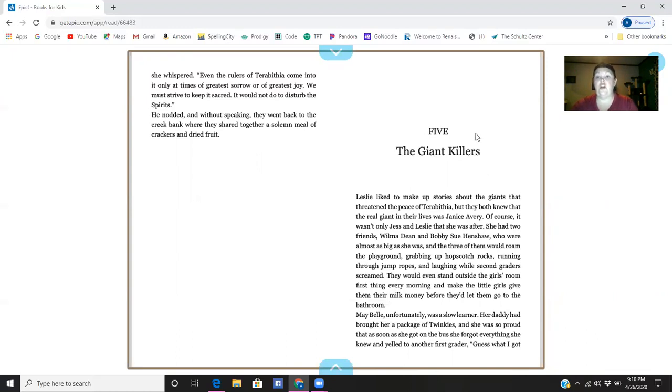So let's go ahead and get started with chapter 5, the giant killers. Leslie liked to make up stories about the giants that threatened the peace of Terabithia, but they both knew that the real giant in their lives was Janice Avery. And now this character, Janice Avery, is on your character reference sheet. So as we're going through, think about some words we can use to describe Janice Avery.